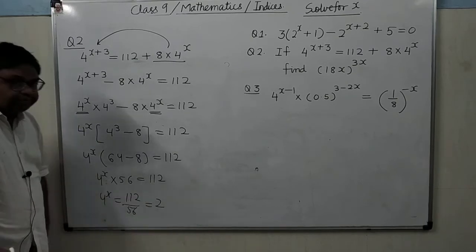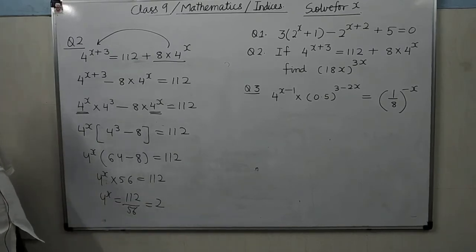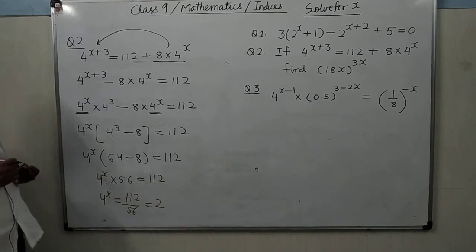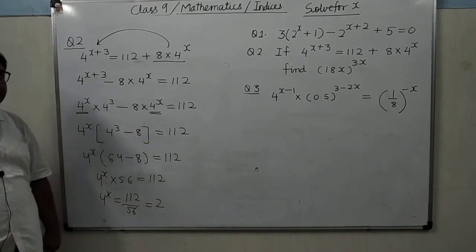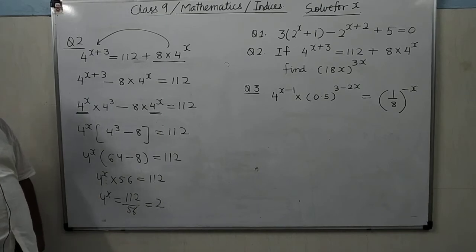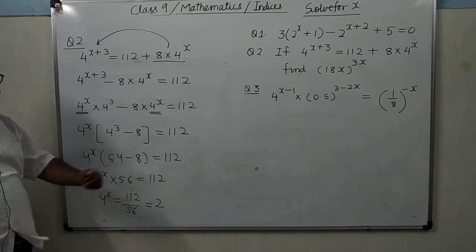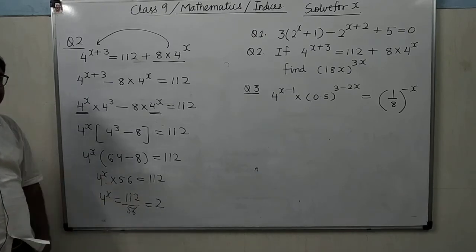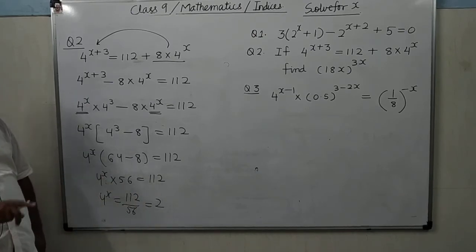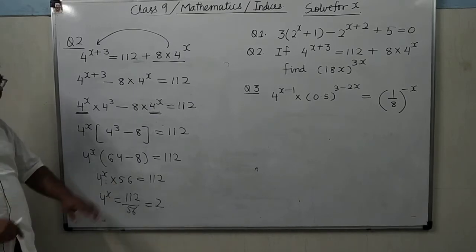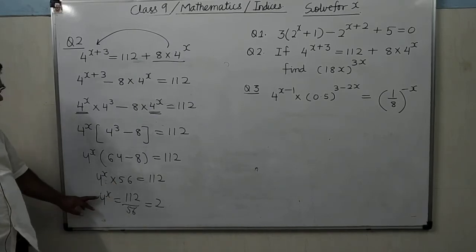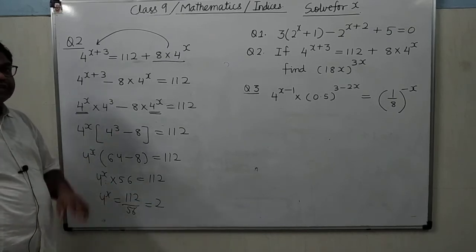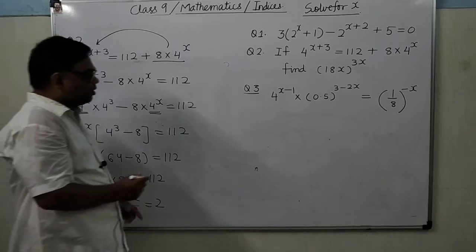Now this cannot be reduced further. Suppose here in place of 112 there was 224. 224 upon 56 comes out 4. Here it is 4 to the power x and on that side only 4, so you can write 4 as 4 power 1 and then compare the powers. But here, what happened? It is 4 to the power x and here it is only 2, and 2 cannot be reduced further because it is a prime number.